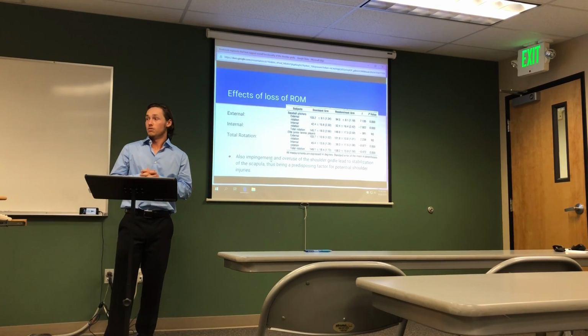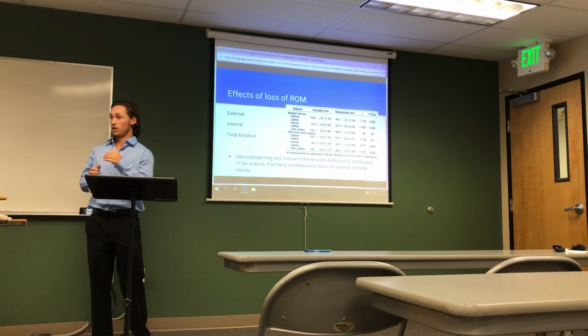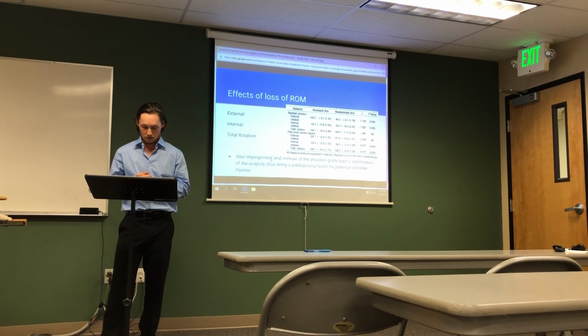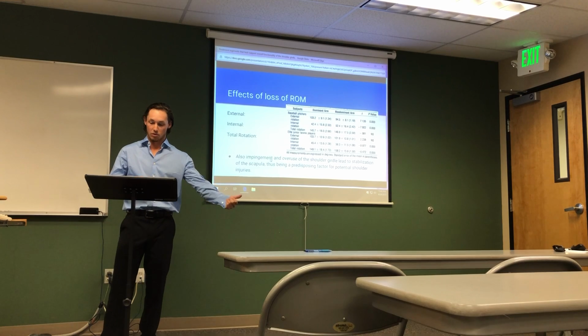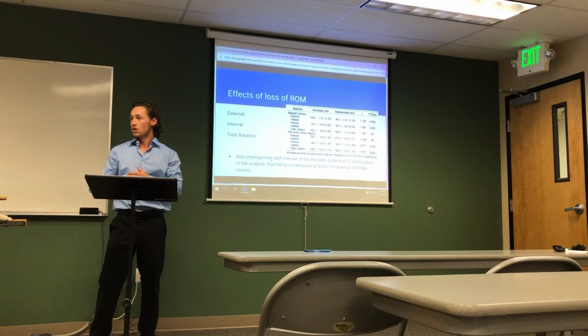For effects of loss of range of motion, we see here there are three common ways to measure range of motion. We have total range of motion, external, and internal range of motion. Those are kind of the basic three. Measuring rotational range of motion is always done with a goniometer and should be taken at the glenohumeral joint, which is the movement of the arm distally.